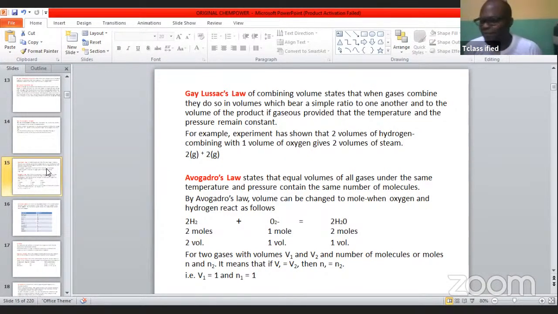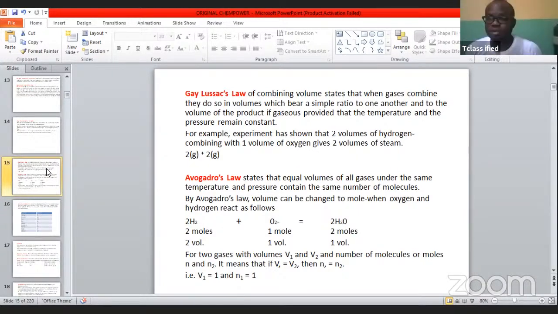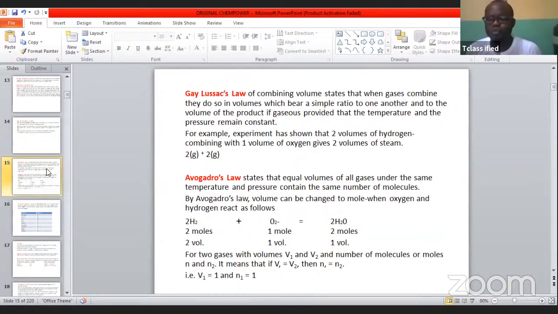Anafo, are you ready for me? Can I ask you some questions? Yes, sir. So what are the three laws of chemical combination? Law of conservation of mass or matter, law of constant composition, and law of multiple proportion.